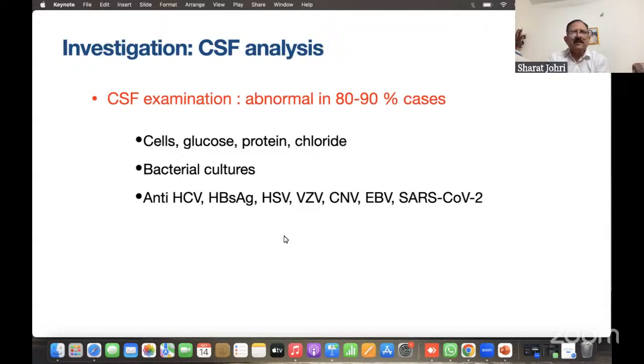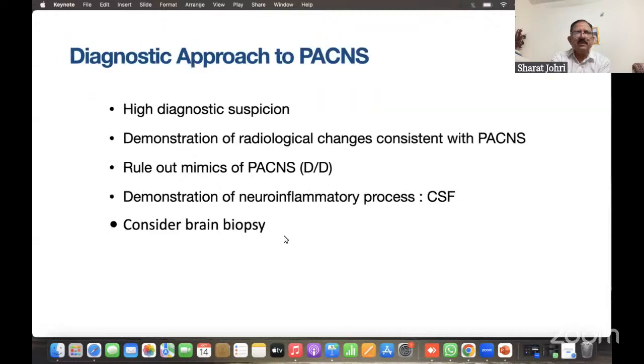CSF examination is an important aspect because this tells us that there is some inflammation going on in the brain. And this is found to be abnormal in about 80 to 90% of cases. Cells are slightly increased. Glucose is generally normal. Protein is slightly increased. And we have to do bacterial cultures to exclude other infective processes. And we have to do some antiviral antigens and antibodies also, like anti-HCV, HBs, and other viral antibodies need to be excluded in CSF. So CSF is an important aspect because it tells us that there is some inflammatory process going on.